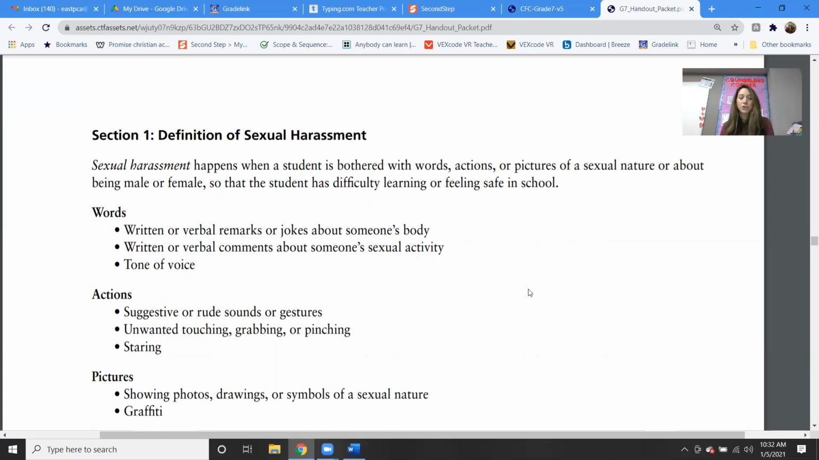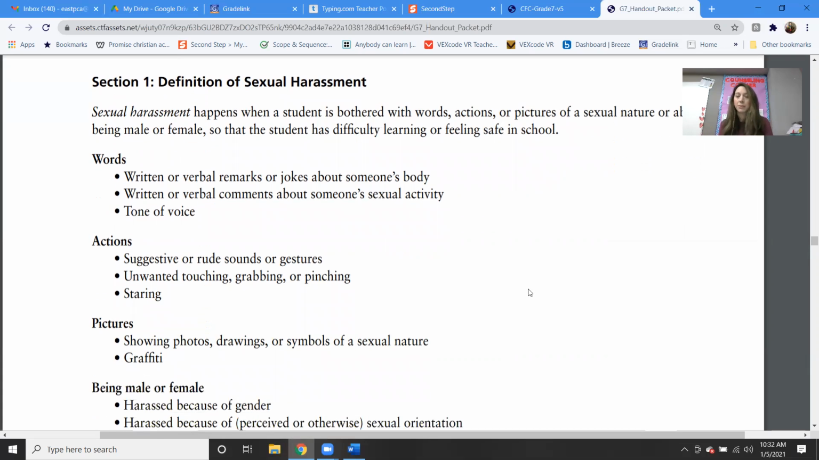It could come through pictures. This is definitely, I think, probably one of the more common ones. Texting, they call it sexting, right? Where you're texting a nude photo or an inappropriate photo of somebody's body part to another person, right? And that's considered sexual harassment.